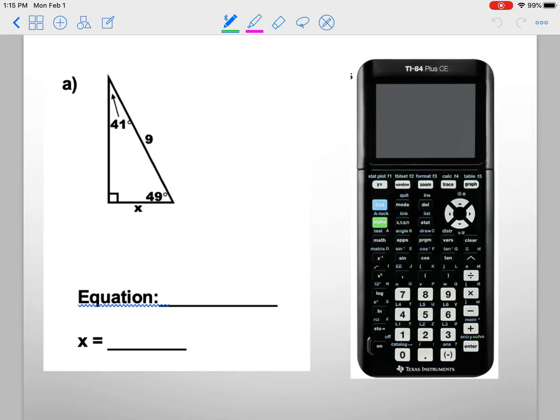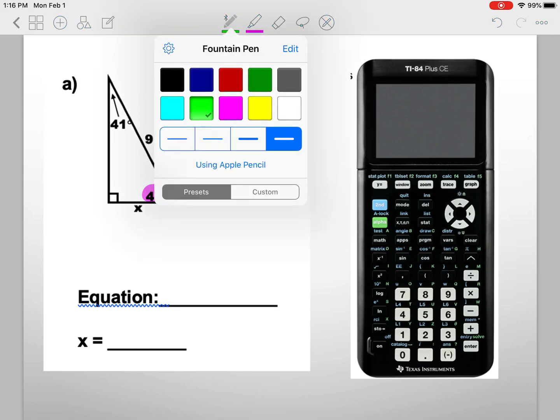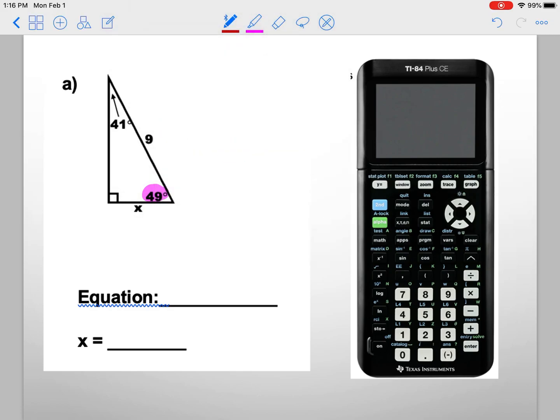Okay, so I went ahead and put the calculator there so you'd know exactly what buttons to push when you're on your own. So the first thing is you need to choose one of your acute angles. Doesn't matter which one. So I'm going to choose this one, and I always like to highlight because that's what helps you determine who your O and your A are. So we know that the X is right beside the 49, so that's our A. The 9 is across from the right angle, so that's our H.